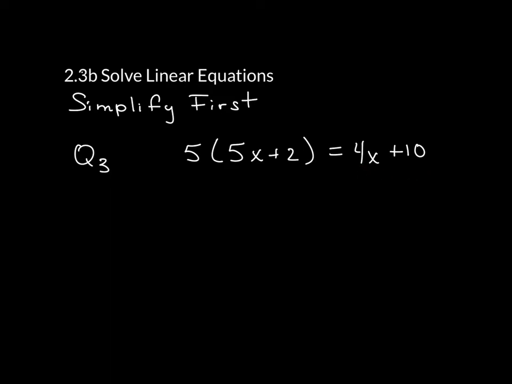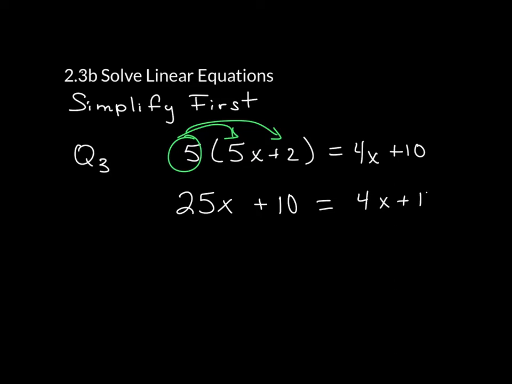So my first step is to take this 5 and multiply it times both pieces on the inside, and that is 25x plus 10. Copy everything over on the other side, and I have 4x plus 10. And something a little strange does happen here. Look what happens. If I subtract 10 from both sides, I get this weird piece that looks like this.